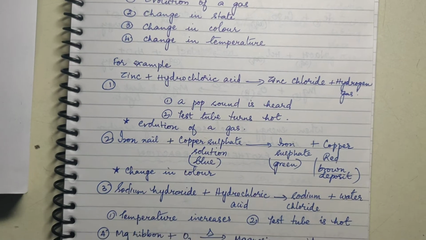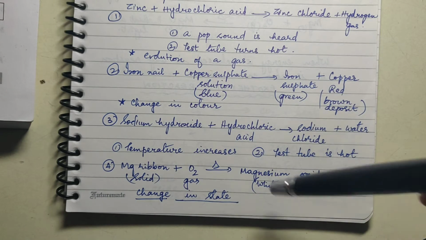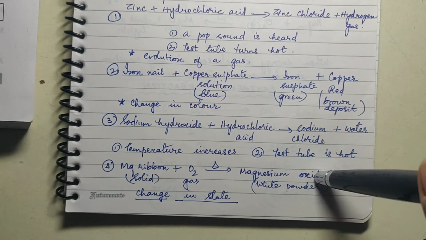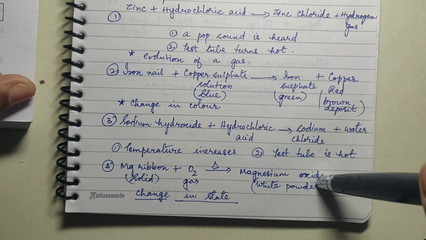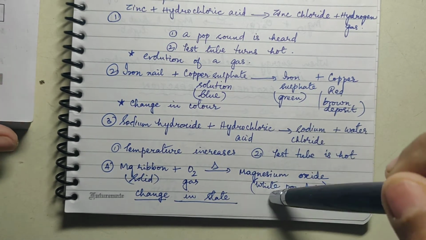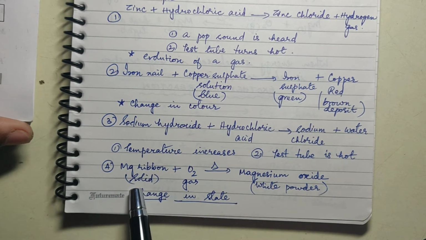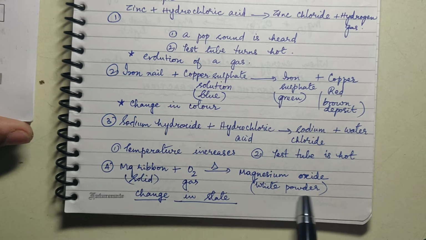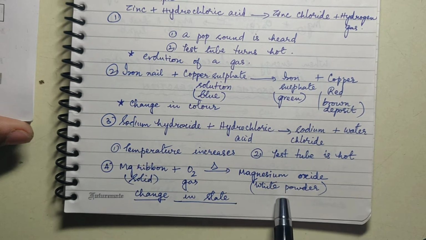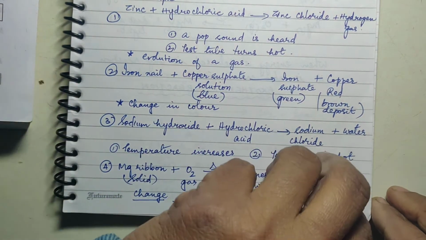Now same way, if you burn a piece of magnesium ribbon in the Bunsen flame, then you get white color powder which is formed, which is due to the formation of magnesium oxide. Now here in this reaction, what you find? You find change in state. You started with a solid magnesium ribbon and it turned into a white powder. So from solid it turned into a powdered form. So that tells you that a chemical reaction has taken place.